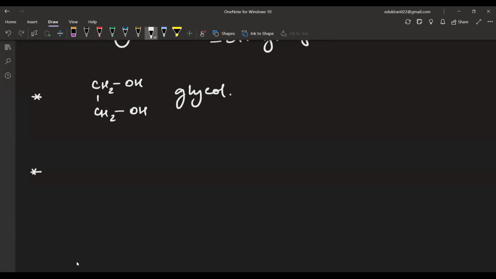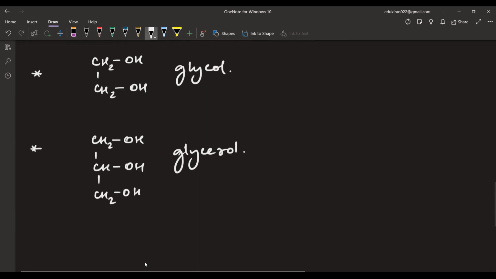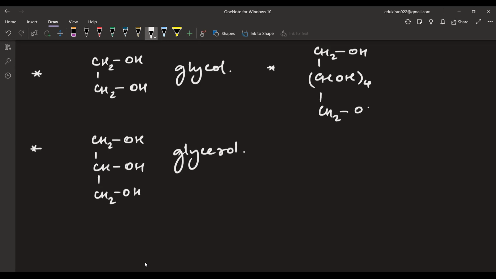Then if you have 3 carbon atoms like this, CH2OH, CHOH, and then CH2OH, this is known as glycerol. Write one more. If you have CH2OH and then CHOH, and there are 4 like this, and then CH2OH, this is known as alditol.